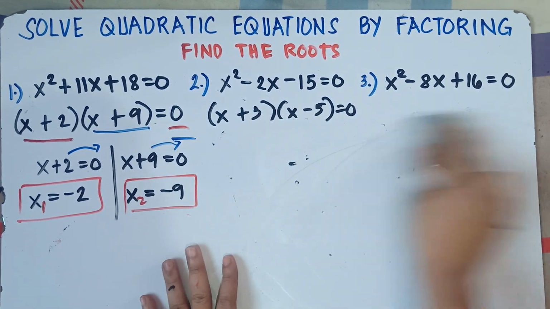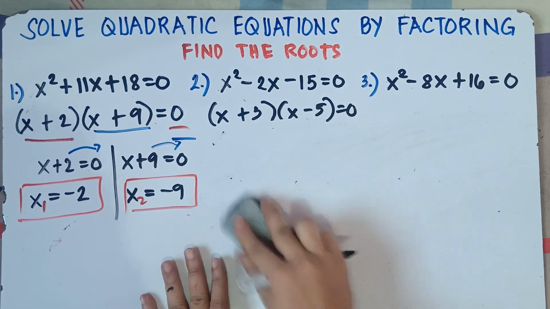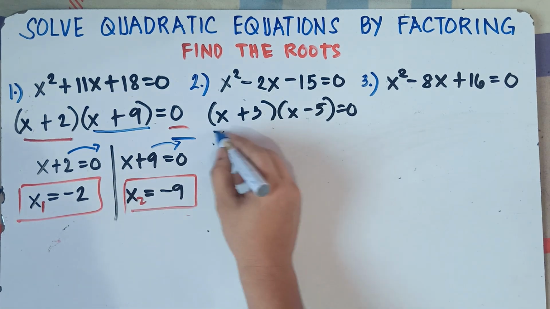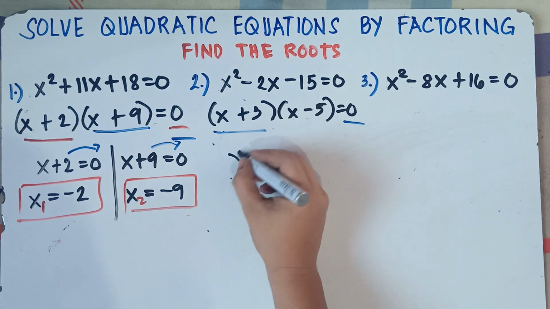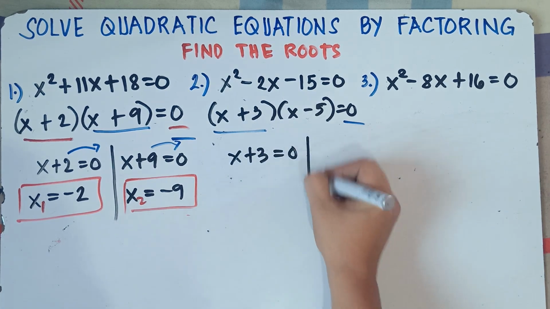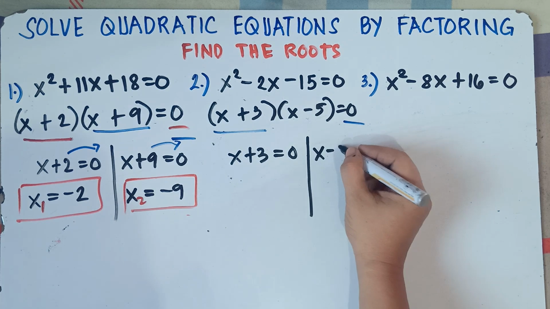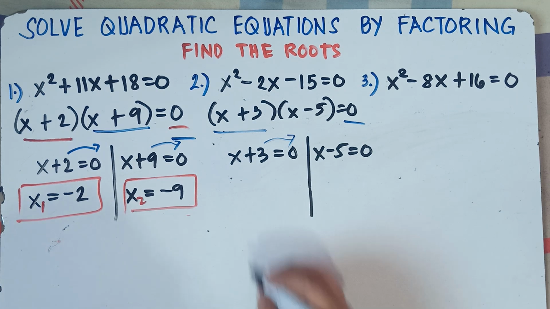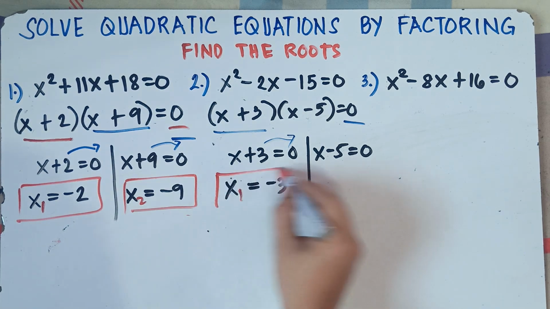Alright, so let's equate this one to 0. This one, class, x plus 3 equals 0. And the other one, x minus 5 equals 0. And then we transpose positive 3 from left to right. This is positive 3, it will be negative 3. So x sub 1, or the first root, that would be negative 3. So x equals negative 3. That's our first answer.